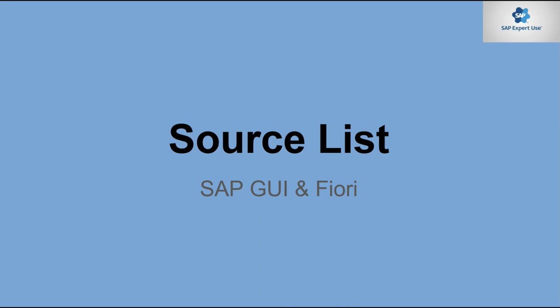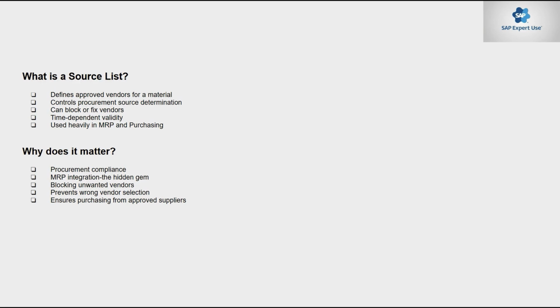We'll cover what it is, why it matters, and then we'll walk through creating one step by step, both in SAP GUI and the modern SAP Fiori interface. So, what is a source list? In SAP terminology, the source list is a record maintained at the material and plant level that defines which sources of supply, vendors, contracts, or schedule agreements are valid for procuring the material and during which time periods.